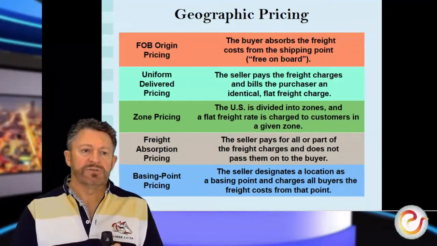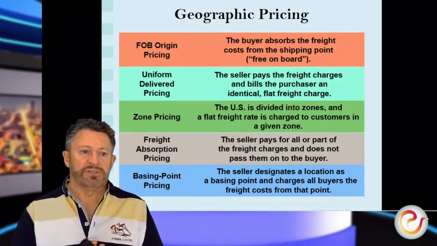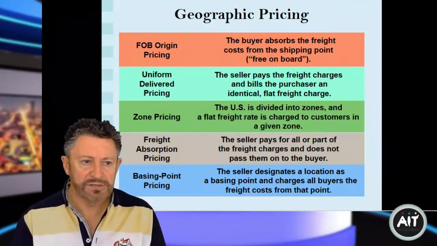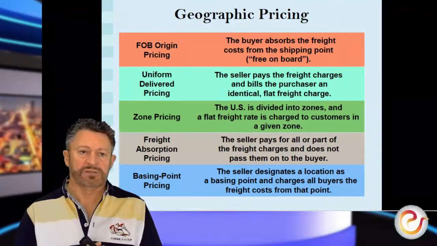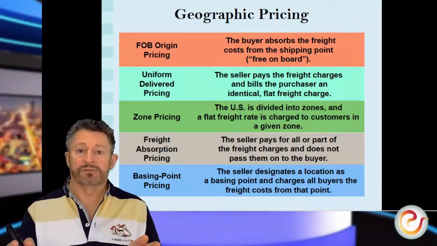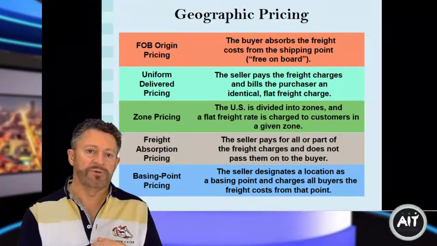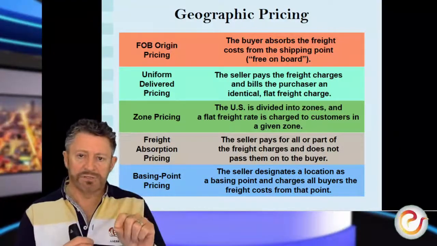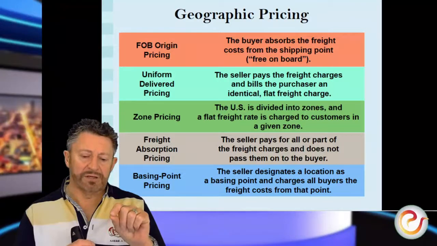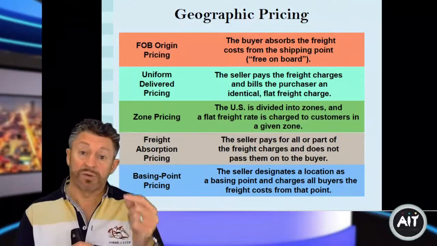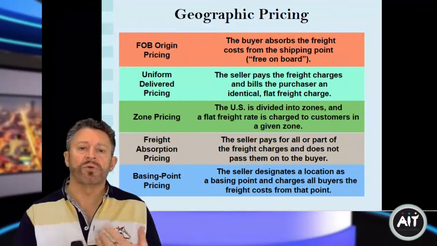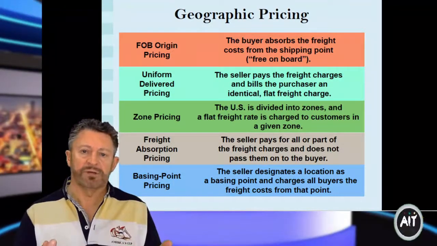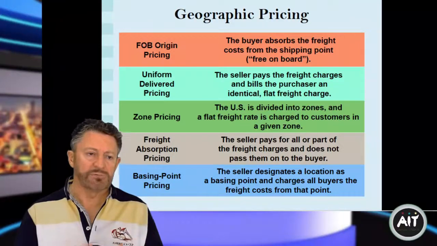Uniform delivered pricing, so the seller pays the freight charges and bills the purchaser an identical flat freight charge. So this is all in cost. In other words, if you buy something from abroad on Amazon or eBay and so on, you'll always see these delivery prices listed separately. How quickly do you want it? Because it's another way of getting money. So if you want next day delivery, you're going to pay a premium price, a much higher price.